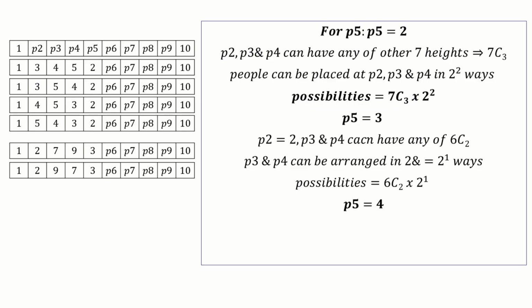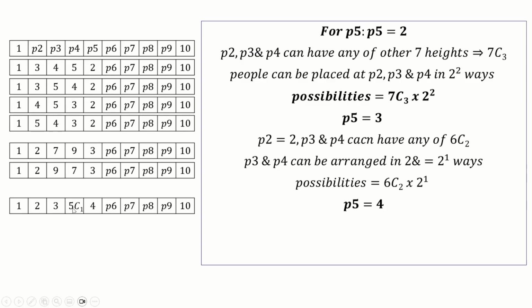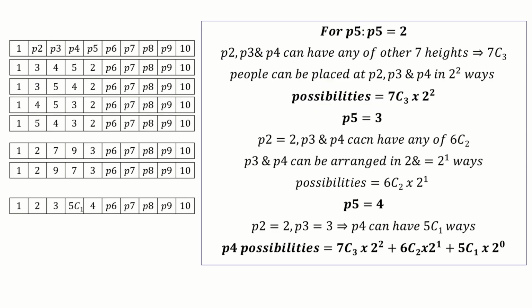Okay, so now position 5 is 4. In this case 2 and 3 have to be fixed. You cannot have 2 and 3 at P4, then the third condition will again be met. So here 2 and 3 have to be fixed and no order change, because if you change the order also, the 2 will meet the condition 3 again. And of the remaining 5, 5C1 ways I can place here in one position. So 5C1 ways, that is 5 ways. So my total number of possibilities for P5 are 7C3 into 2 square plus 6C2 into 2 to the power of 1 plus 5C1 into 2 to the power of 0, which is 1.